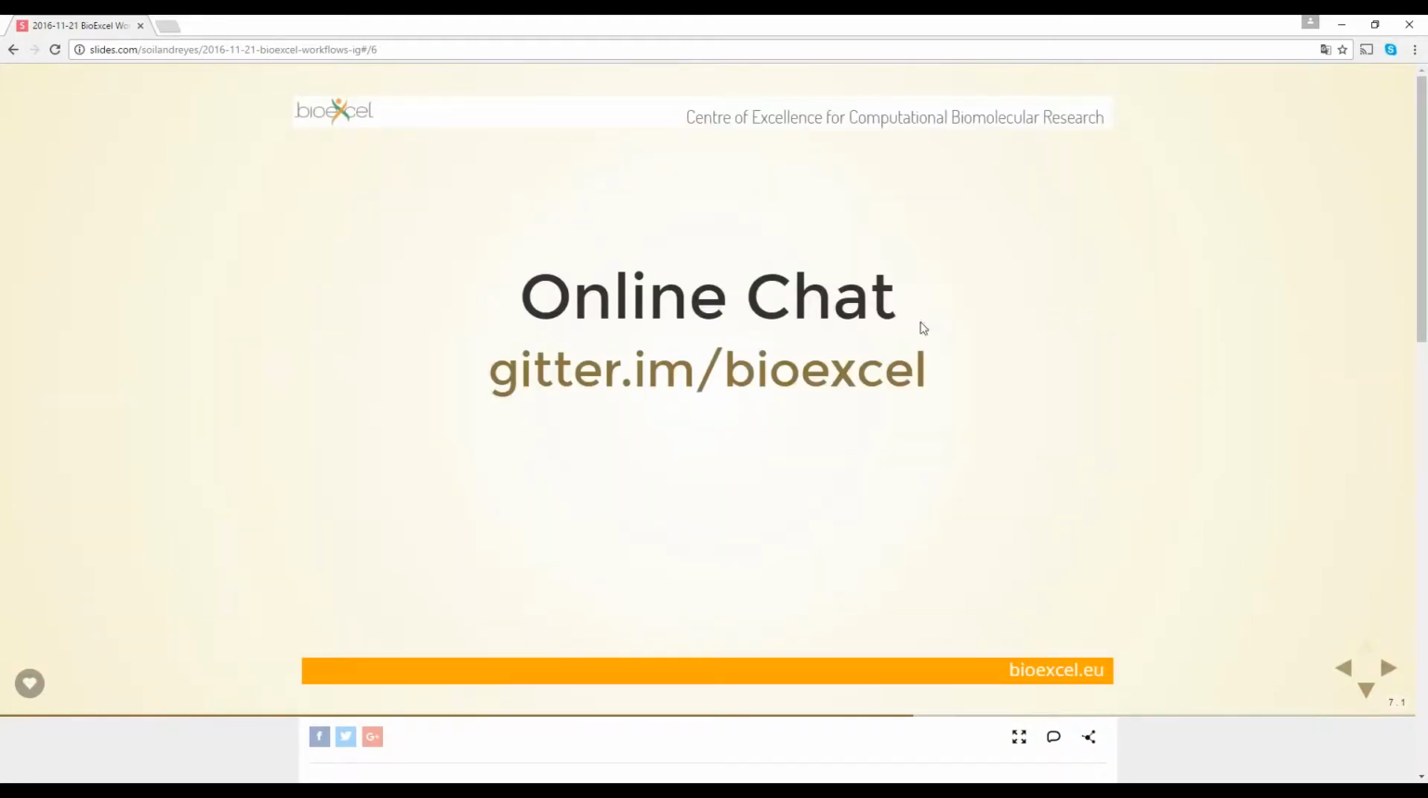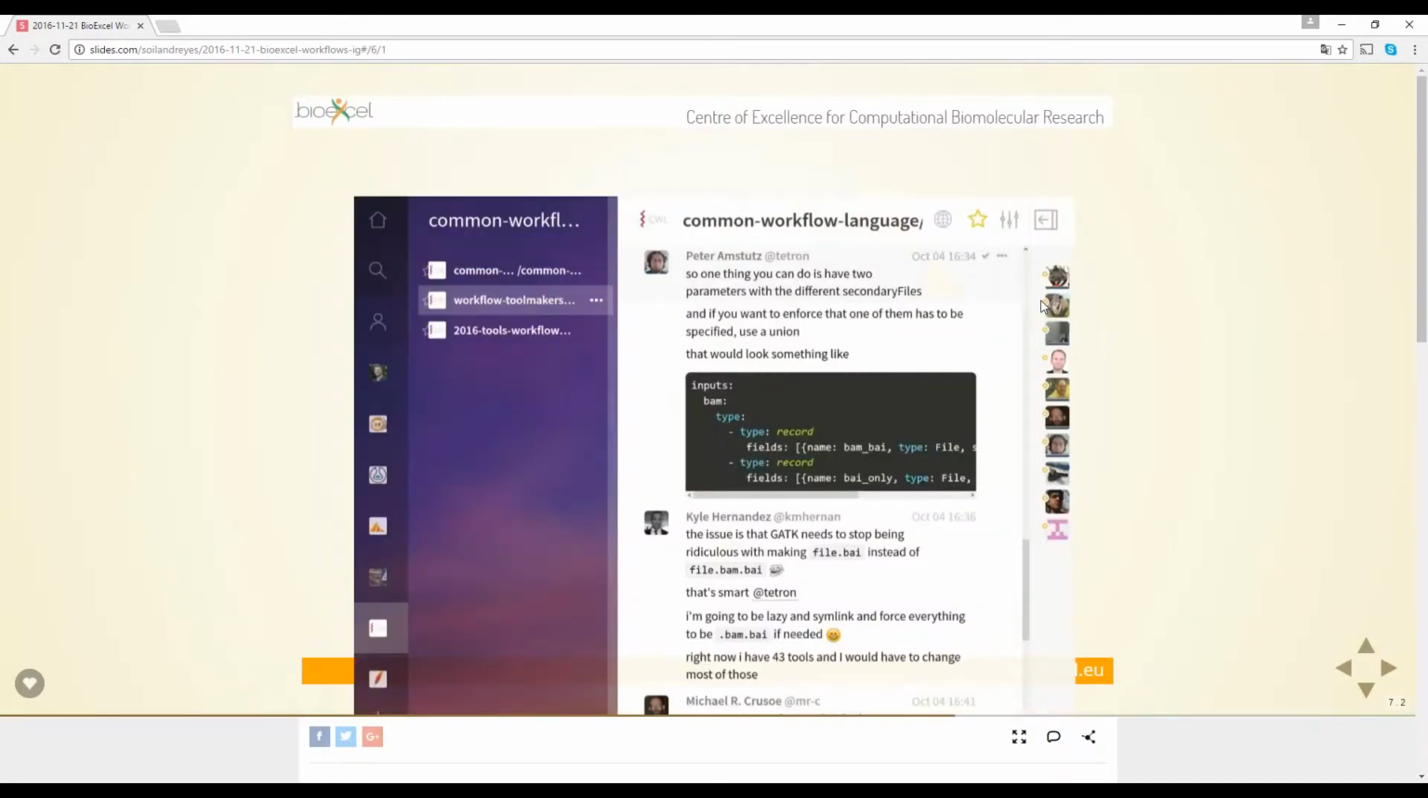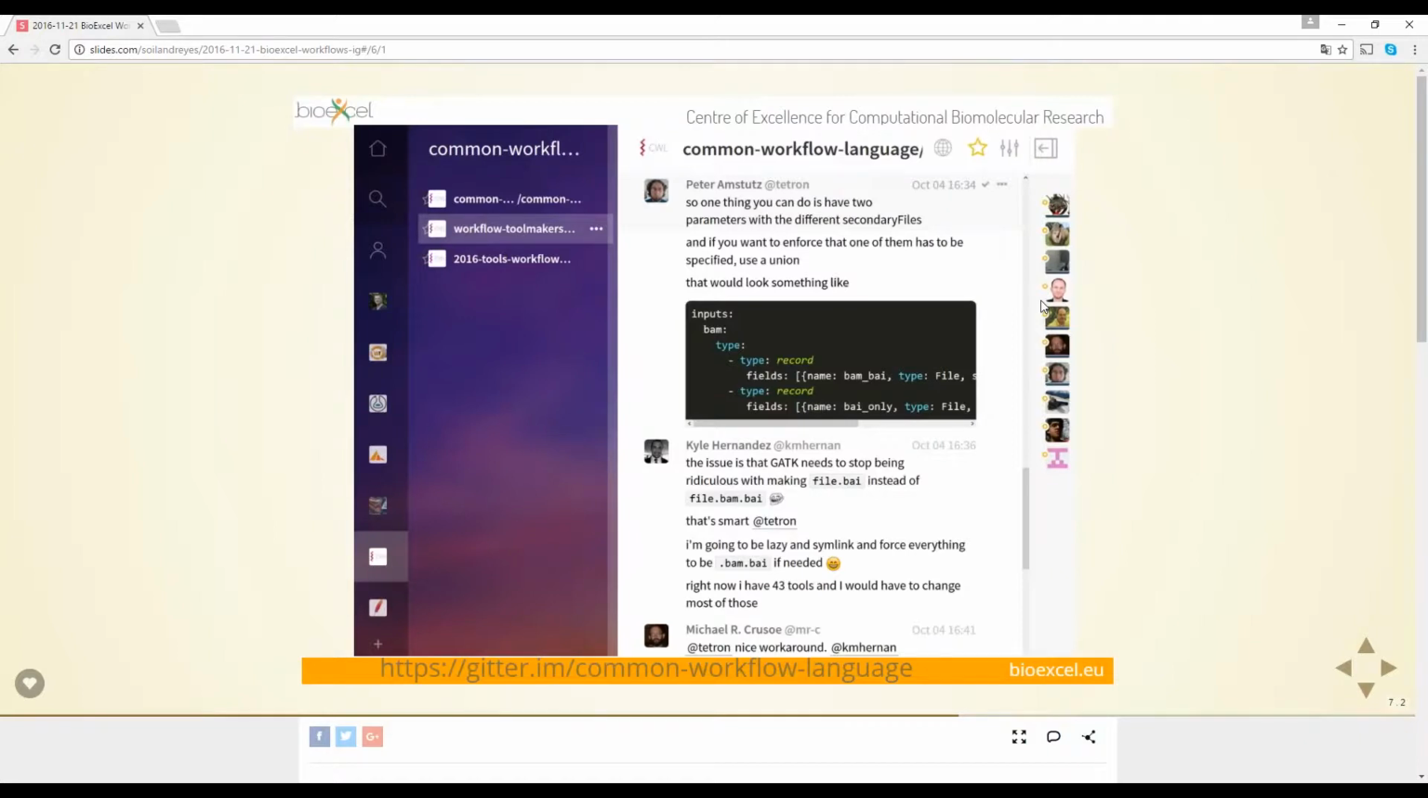We also have an online chat on using Gitter. That's a web-based chat which has already been successfully used by other communities, like the Common Workflow Language people here using it. As you can see, you can be quite techy if you want to. You can just paste in code samples and things like that. I think this could be more like a direct way of communicating when you're debugging something or trying to figure something out together.